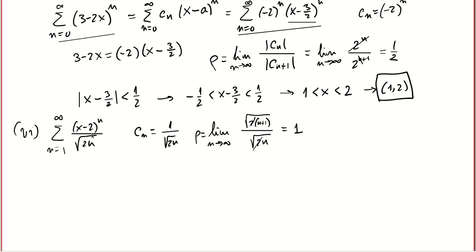So the convergence of this series occurs in this region. And that means here, and if you add 2, what you get is 1 smaller than x smaller than 3. So the interval of absolute convergence is the interval 1, 3.